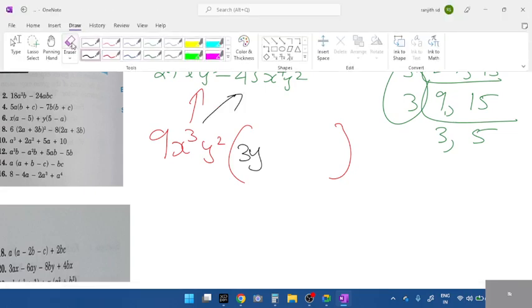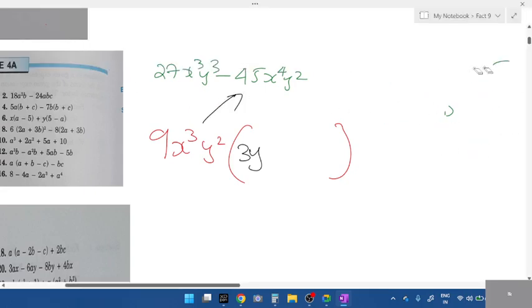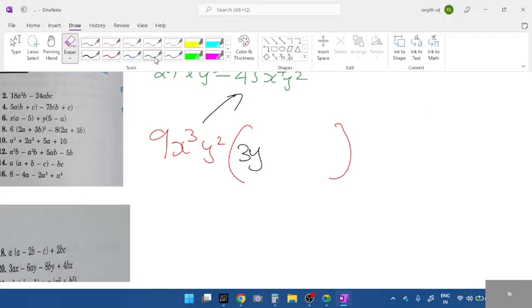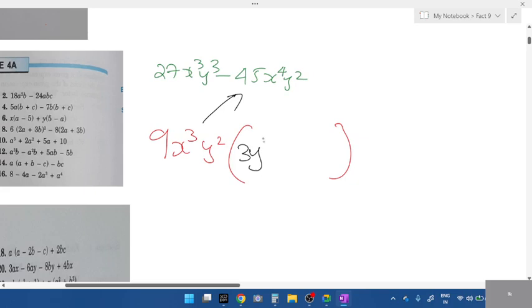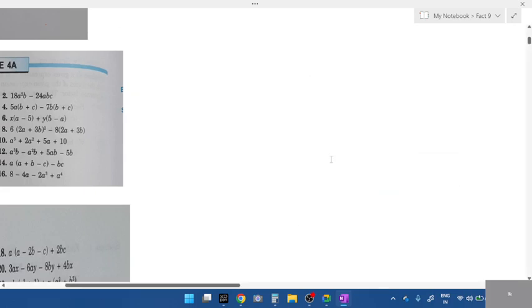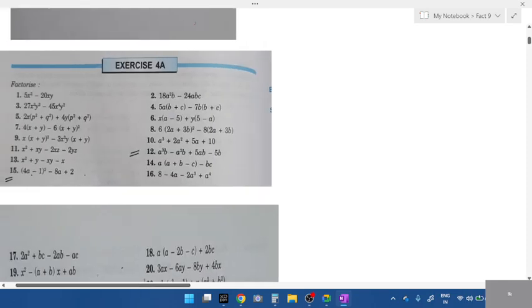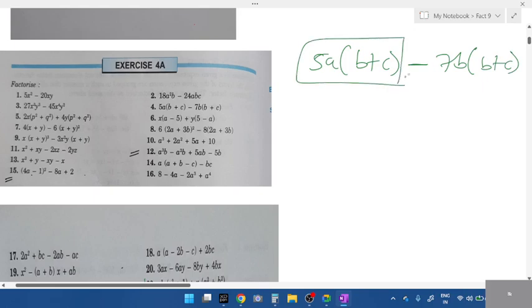Next, try the next one. Divide this. Minus 5x. Is it clear? Okay. Next is bracket, students. How many terms are there? Look at the fourth question. How many terms are there? Terms, in the sense, a term is separated by plus and minus. See, we have minus. How many terms are there? 2 terms total.